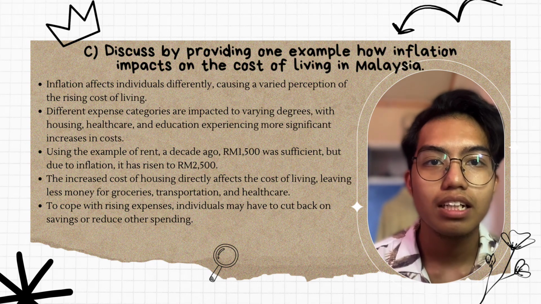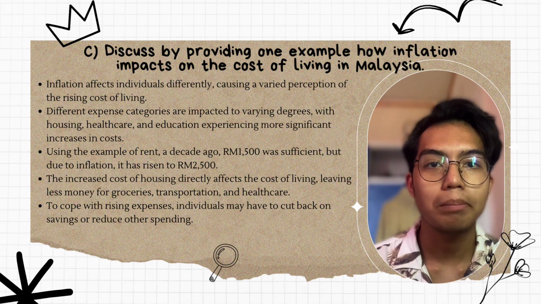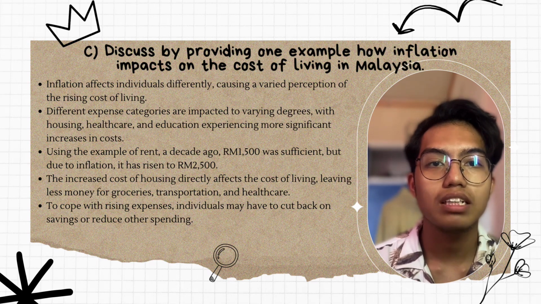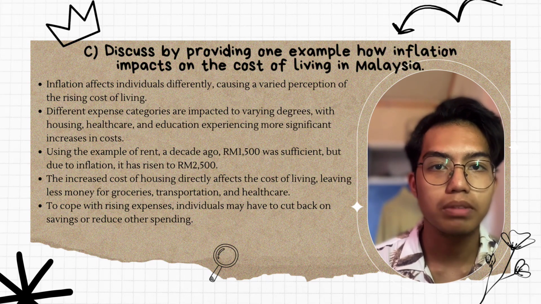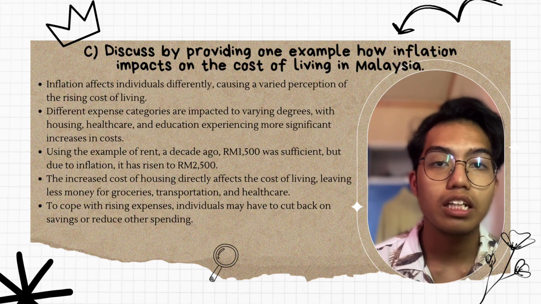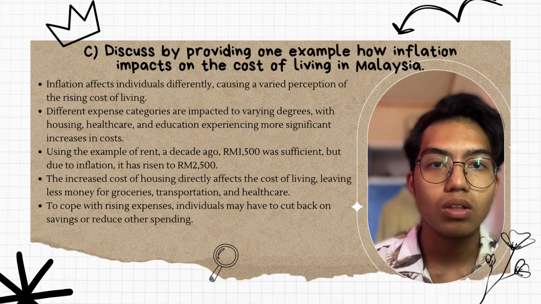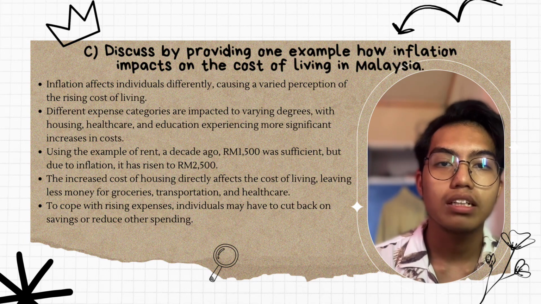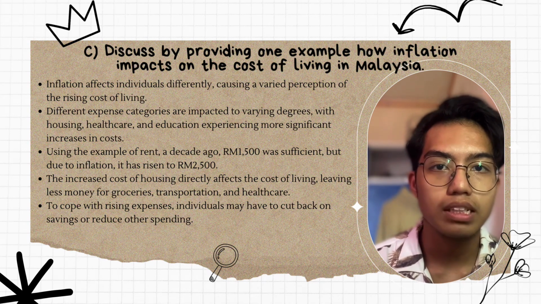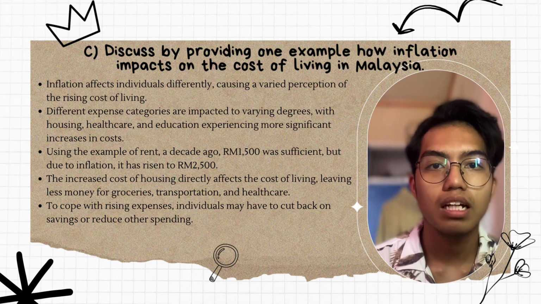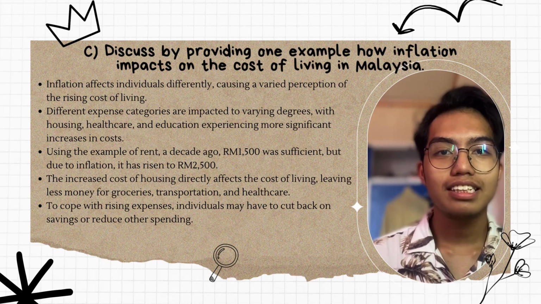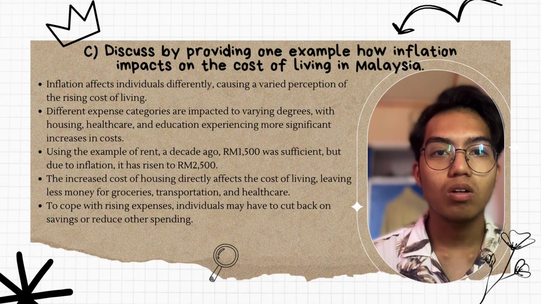For example, think about someone who rents a place to live. A decade ago, they paid 1,500 each month, which was affordable. But over the years, inflation caused the cost of rent to go up. Now, they have to pay 2,500 each month because property prices and maintenance costs increased. This change directly affects their cost of living.